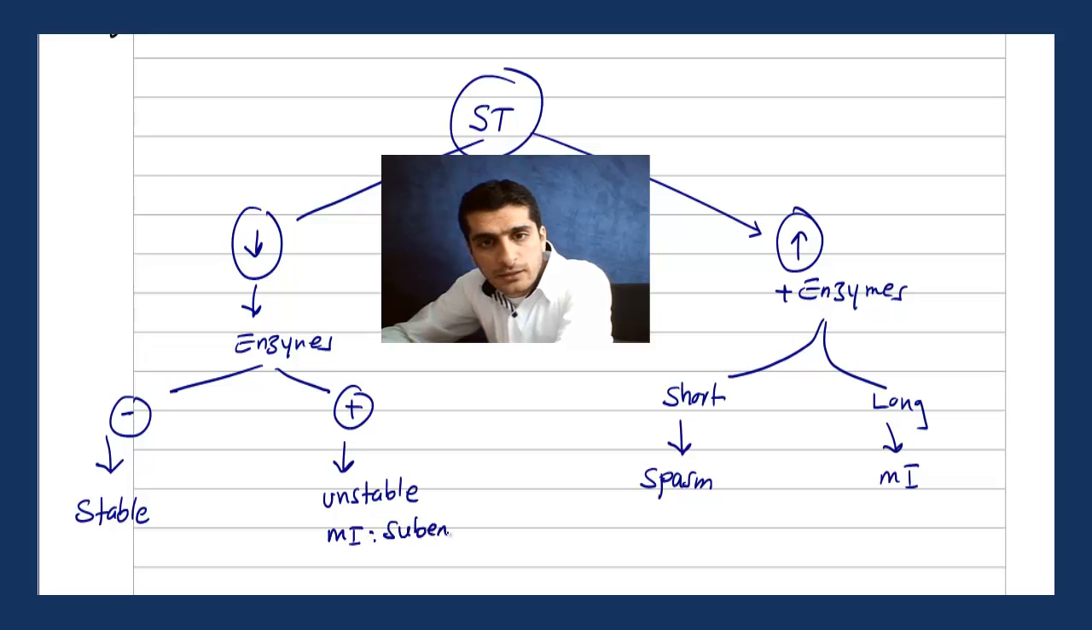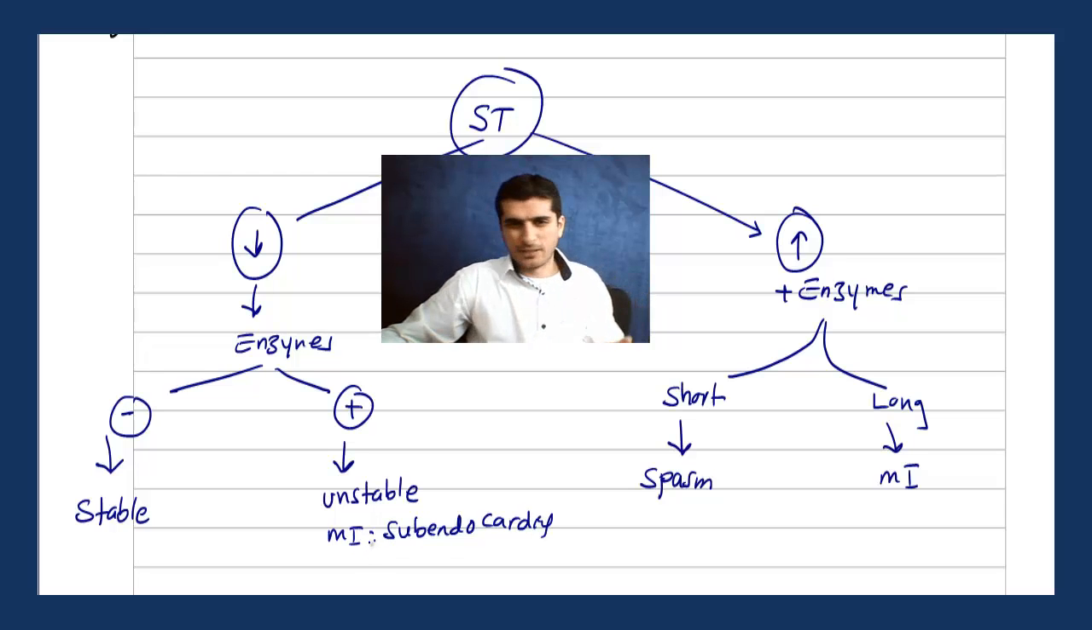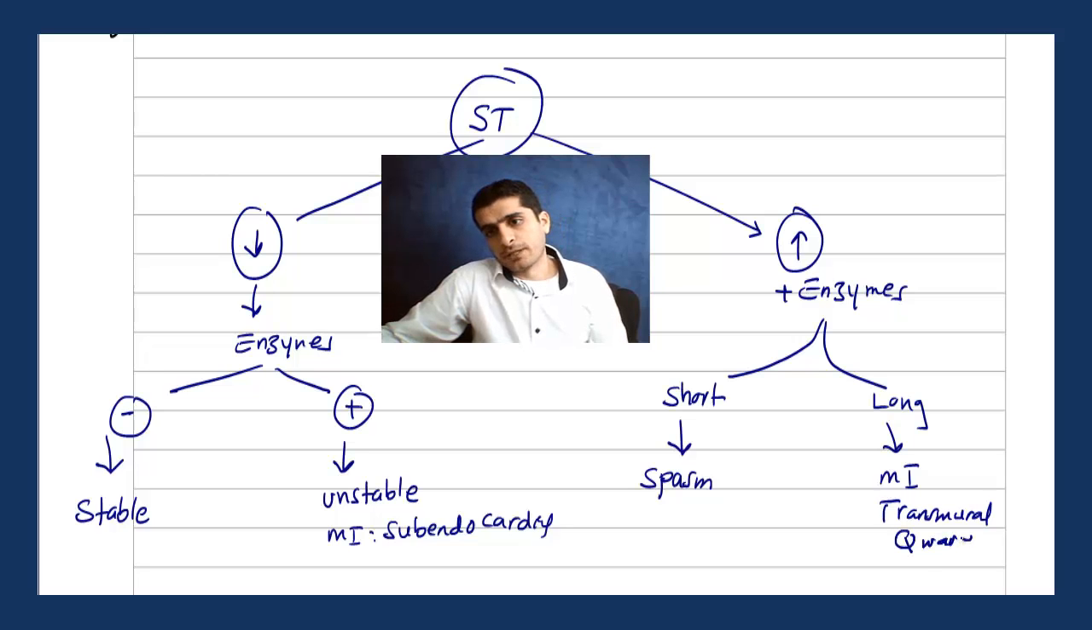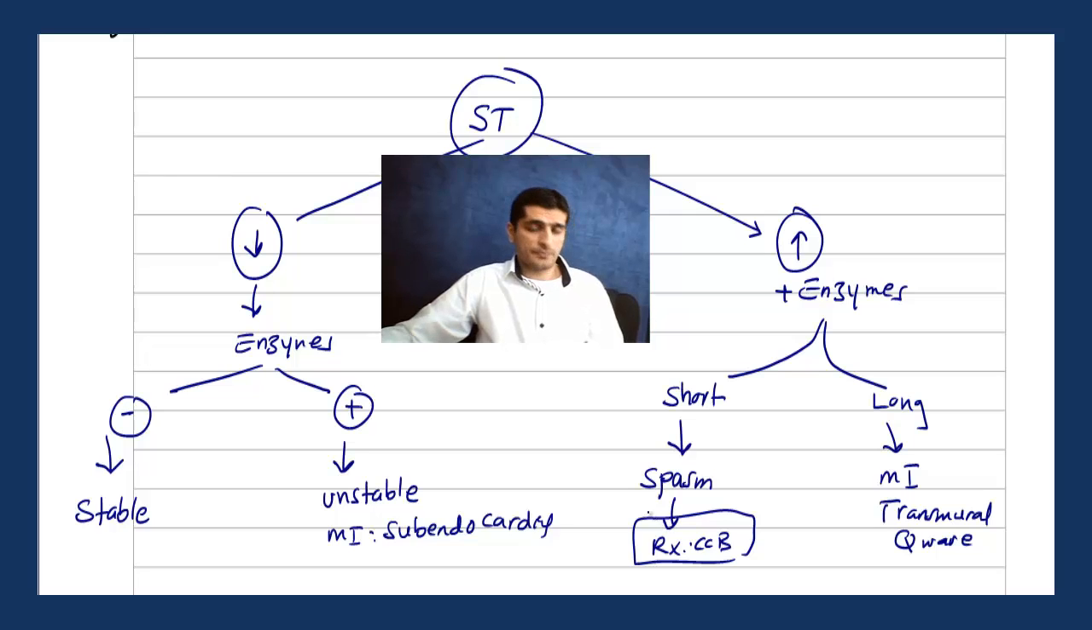How about subendocardial MI? You can also make it here. But I don't think you will see this in the last questions. It's hard to make questions about subendocardial MI. It's really hard. So this one, the transmural, which is basically Q wave, is the one that's important. This is the only time that you treat the patient with calcium channel blockers. Not the only time, but really interesting here, calcium channel blockers.